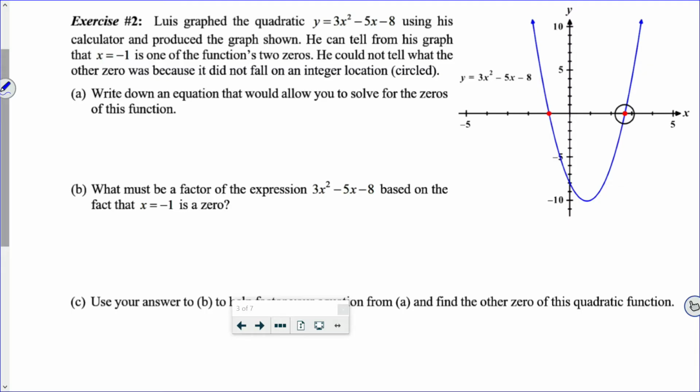Louise graphed the quadratic y equals 3x squared minus 5x minus 8 using his calculator and produced the graph shown. He can tell from his graph that x equals negative 1 is one of the function's two zeros. He could not tell what the other 0 was because it did not fall on an integer location, circled. Letter A, write down an equation that would allow you to solve for the zeros of this function.